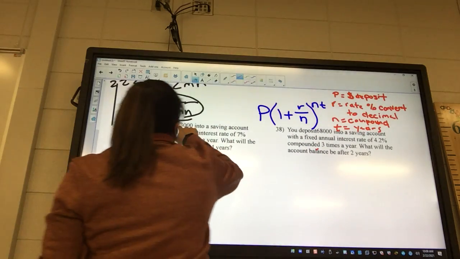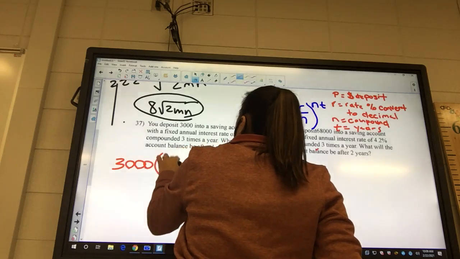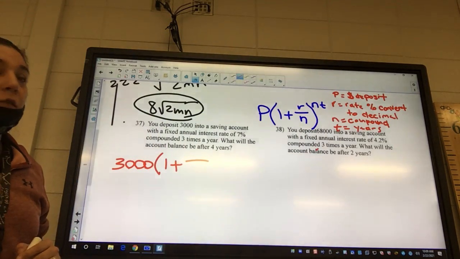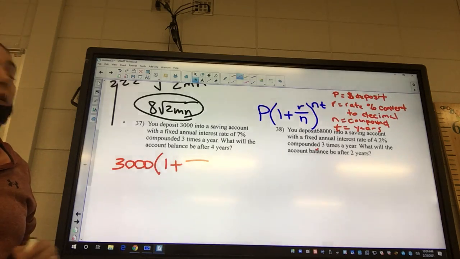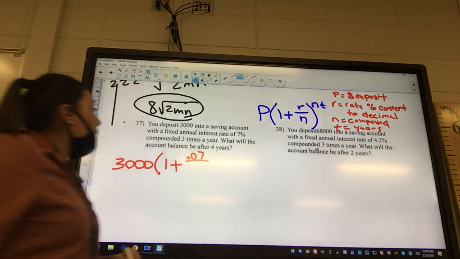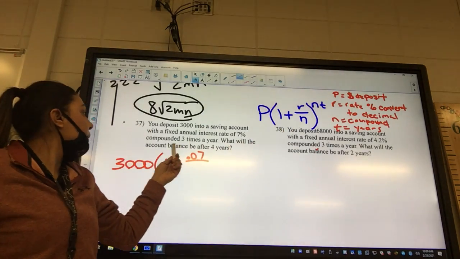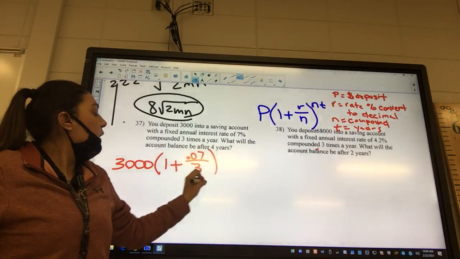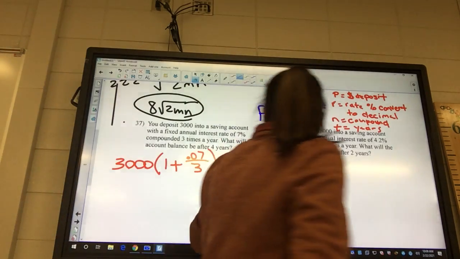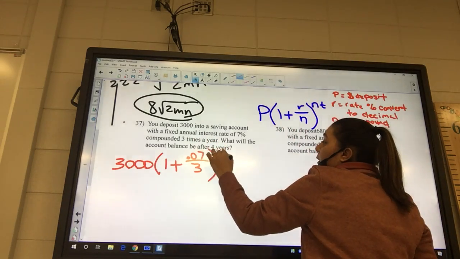So, our initial amount is going to be 3,000, 1 plus, what's our rate? Our rate is 7%. So, what am I going to write as a decimal? 0.07. Okay, what about my N? I'm following the formula. What about my N? 3. And then my NT. 4. And then times it. 12. Yep, so it's really right here. This NT is going to be 3 and a 4.